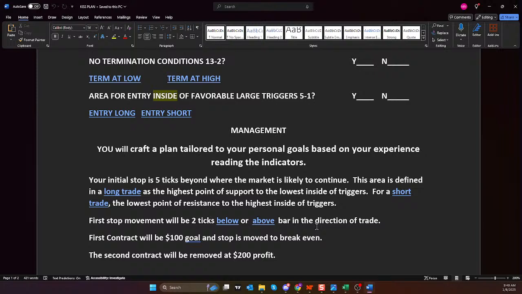So when I created this management plan for the KISS plan, it's designed to do two things for you. It's designed, one, to get you paid, ASAP, because getting paid is what it's all about. And this teaches you that it's okay to take smaller profits and not always go for home runs. The second thing it does is it talks about intelligent stop placement. It talks about putting your stop where the market shouldn't go rather than where you hope it doesn't go.